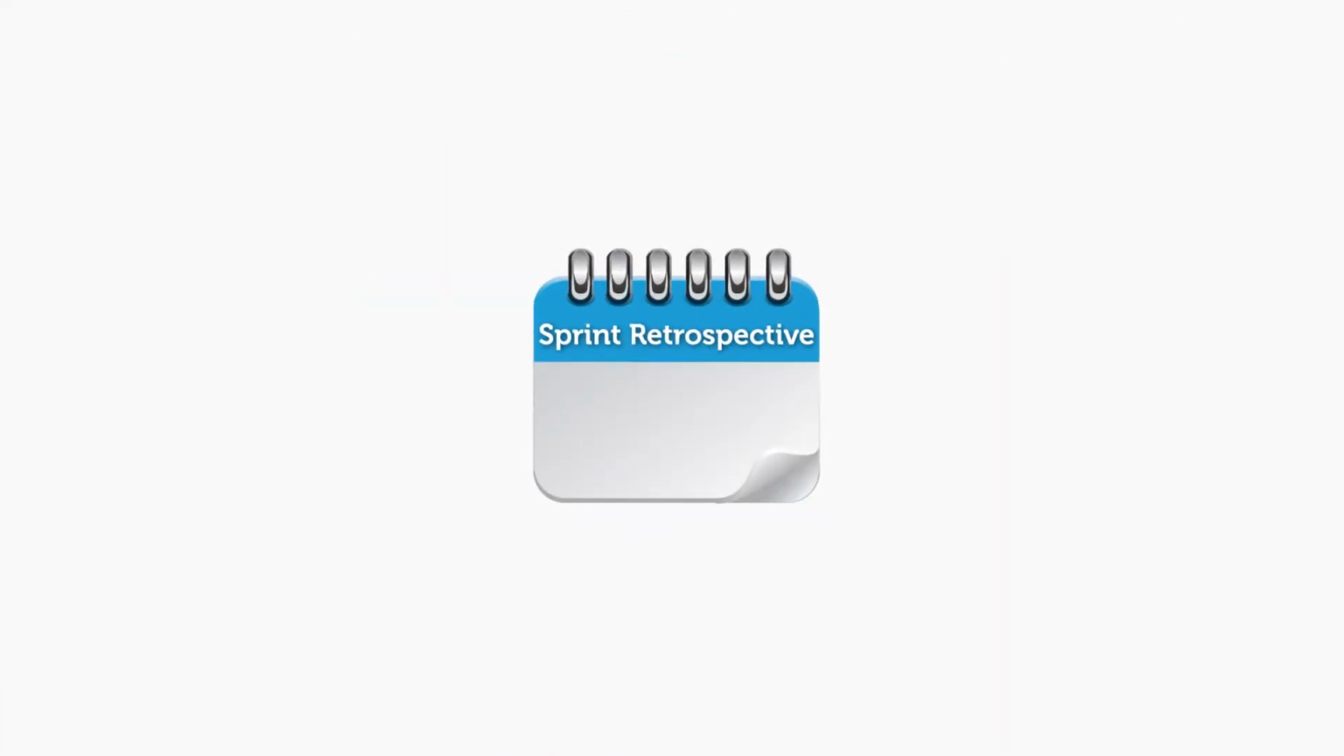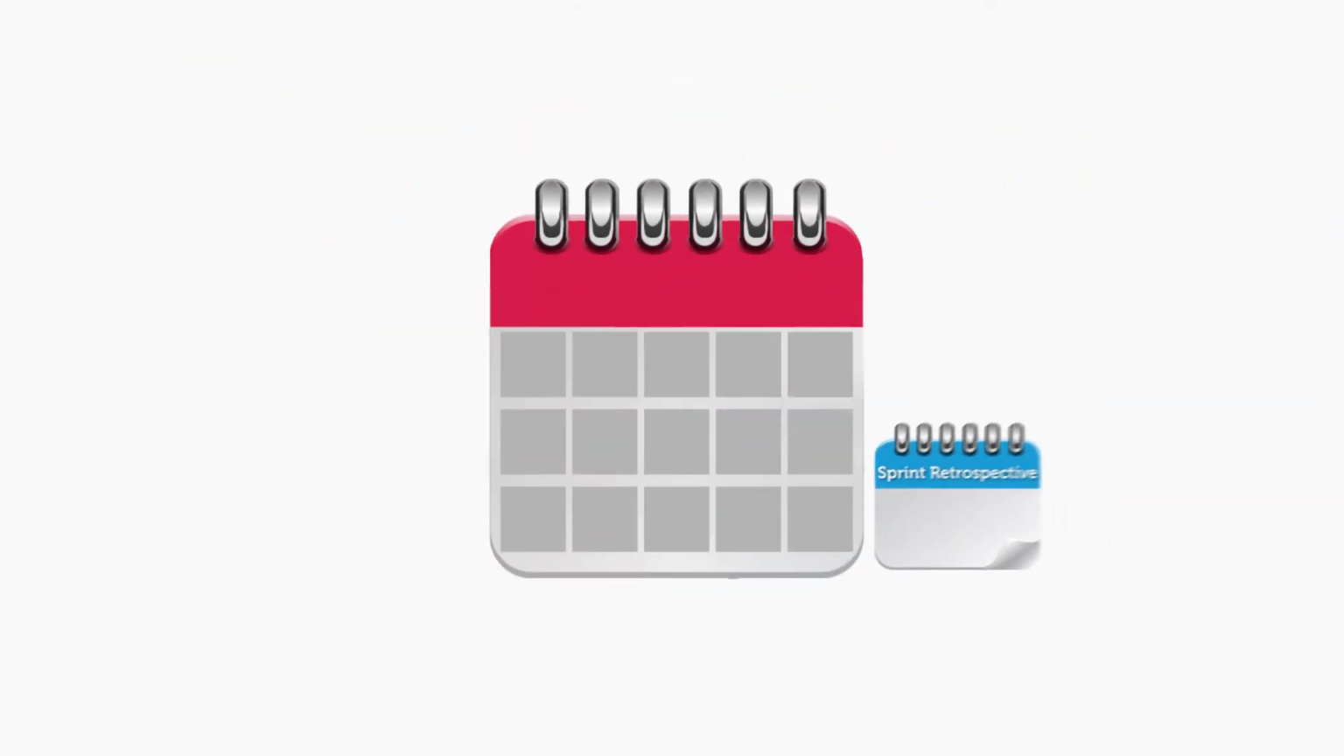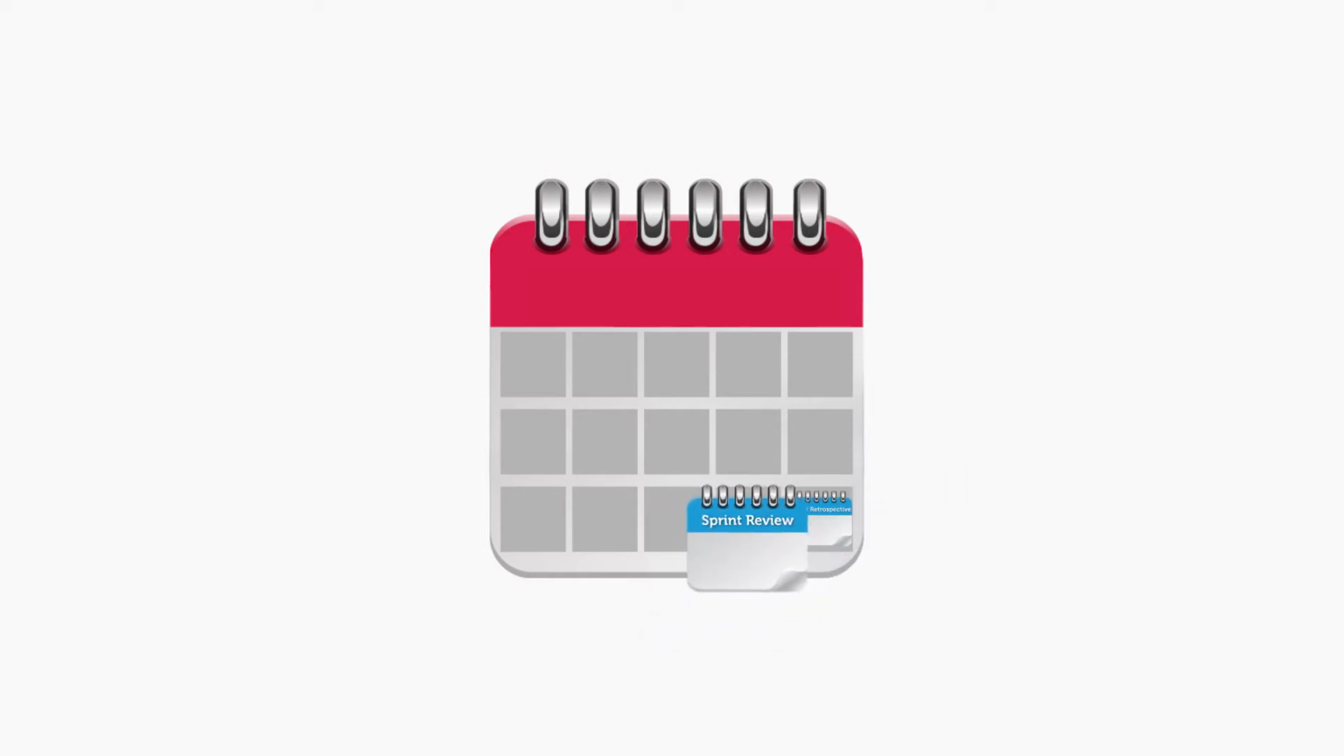In this section, we'll learn about the sprint retrospective meeting. We will cover the goal, who attends, the time box, and the general approach to running the meeting. The sprint retrospective meeting is the final event of the sprint, held after the sprint review meeting.